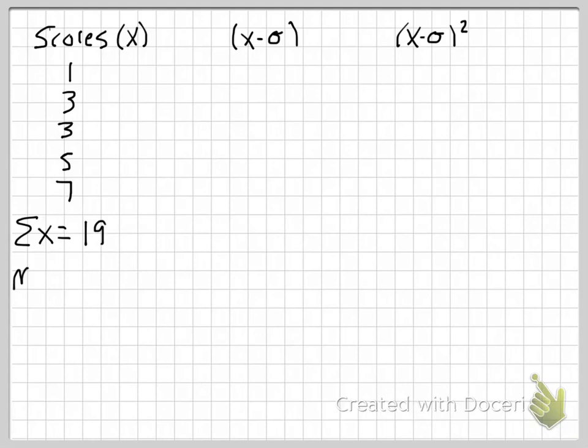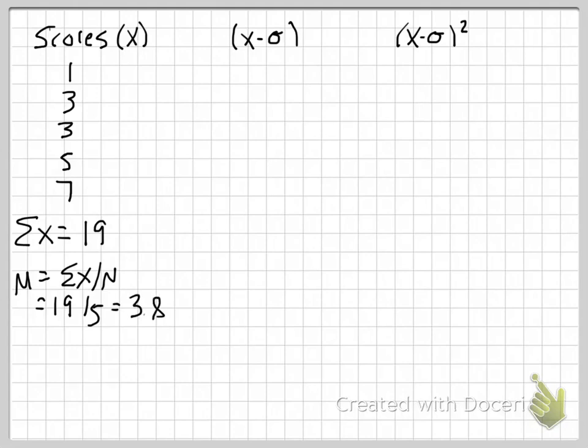And then the mean, in this case we're dealing with the population, so our mean is equal to the sum of the x's divided by n, which is 19 over 5, and that gives us a mean of 3.8.